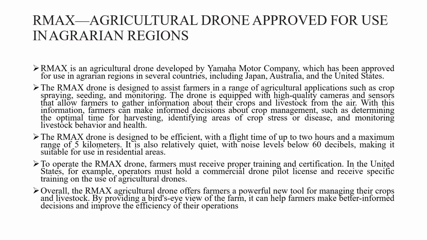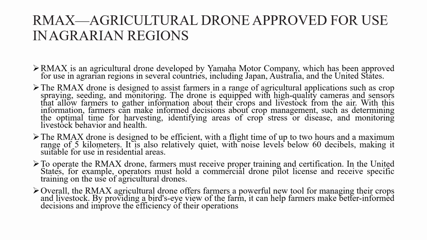The RMAX is one of the agriculture drones which is approved for use in agrarian regions. It was developed by Yamaha Motor Company, and has been approved in several countries like Japan, Australia, and the United States. It is designed to assist farmers with crop spraying, feeding, and monitoring. It has high quality cameras and sensors, and with these it can get information about crop management, determine the time for harvesting, and everything.